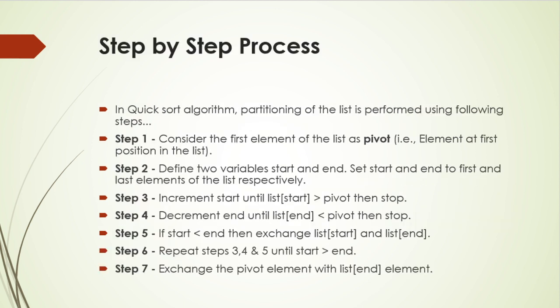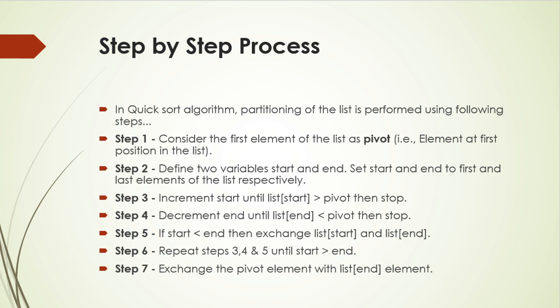In the quicksort algorithm, partitioning of the list is performed using the following steps. Step 1: in this video, I am going to choose the first element as the pivot. That is, the element at the first position in the list is chosen as the pivot. Then define two variables, a start variable and an end variable, and set them to the first and last element of the list respectively.